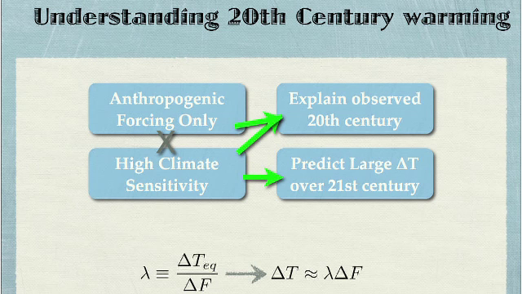Now, if you want to explain the temperature increase over the 20th century with the given anthropogenic forcing, you need a high climate sensitivity to do that. You have a given forcing. To get the large temperature increase, you need a high climate sensitivity. If you have a high climate sensitivity, you will necessarily predict that the temperature increase over the 21st century is going to be large as well.